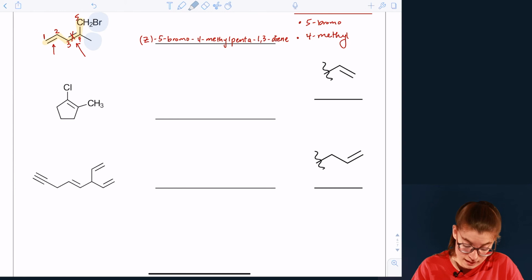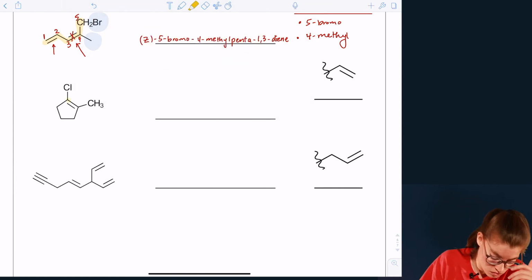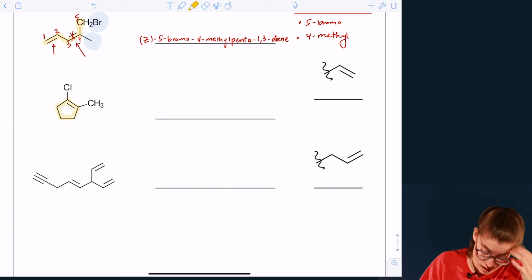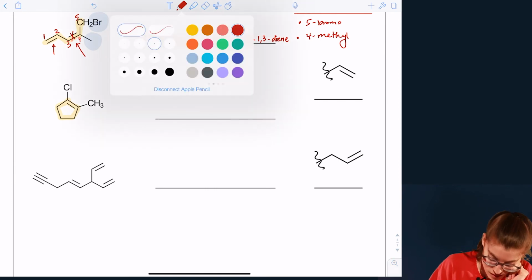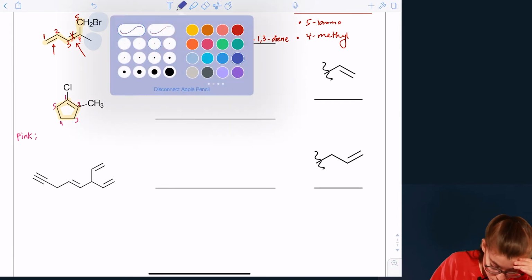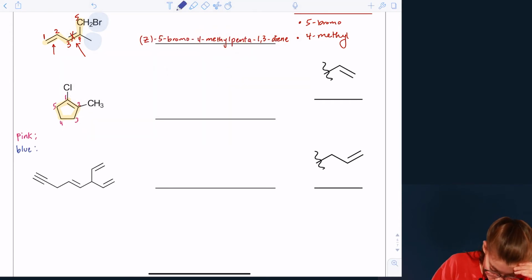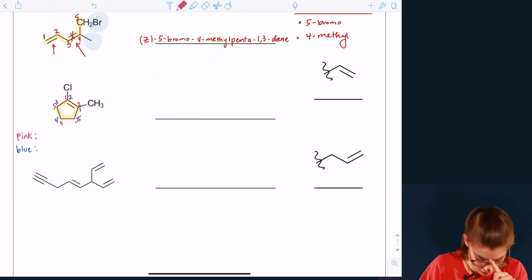Okay, so let's highlight our parent chain. Remember, the parent chain has to include the most possible number of double bonds. In this case, it's just 1. Now, here's the thing. We can number this 2 different ways. We can number this parent chain in pink as 1, 2, 3, 4, 5, or we could number it in blue as 1, 2, 3, 4, 5. Both of these ways gives the double bond carbon number 1.